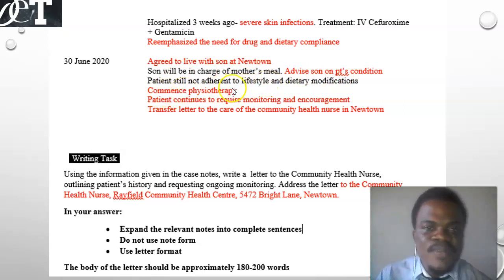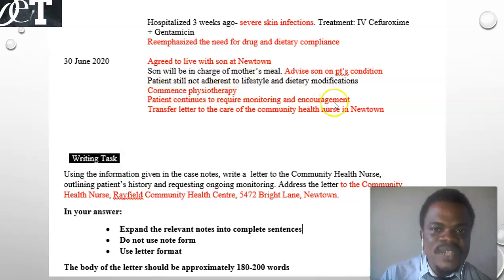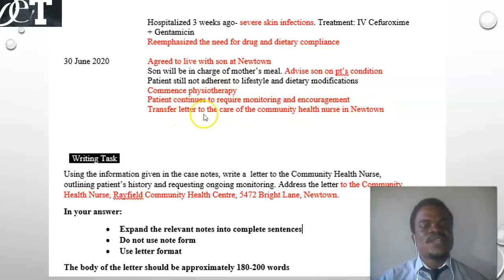Patient to commence physiotherapy, requires monitoring and encouragement. That's even why we are transferring this patient. So these are the information we are going to use. All these ones highlighted in red. So now, after selecting your information, the next thing we are going to do is to organize this information. Now, let's see how I organize this information in this letter.